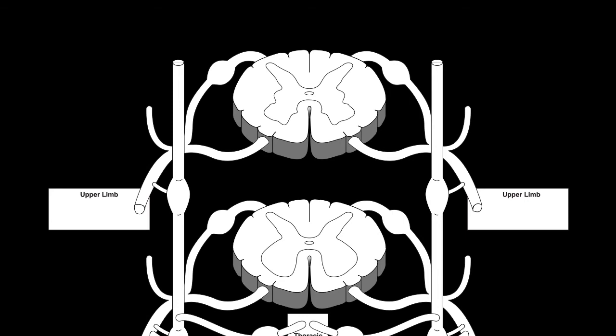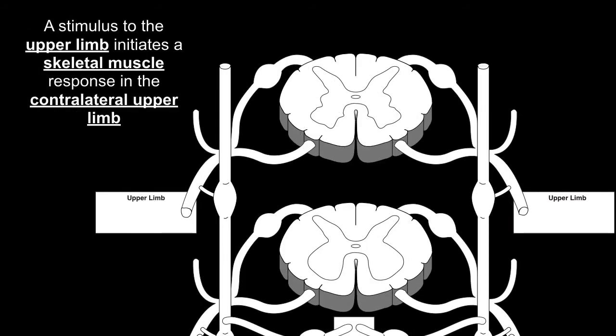So here's an example of a trace, just kind of a trace that Mark will give you. A stimulus, meaning a sensation, to the upper limb initiates a skeletal muscle response in the contralateral upper limb. So just translating this, a sensation in my upper limb is going to cause a muscle response in my opposite upper limb. So I can see that I have 2 upper limb boxes.